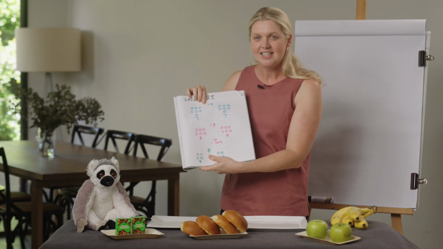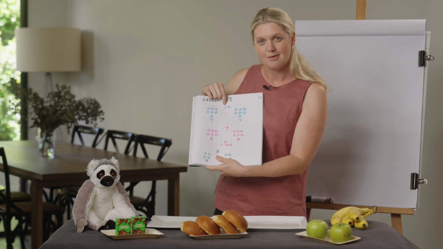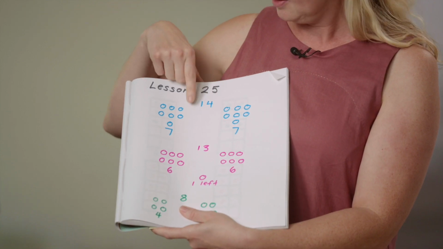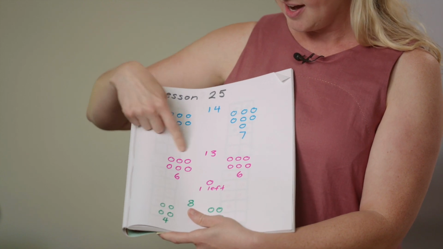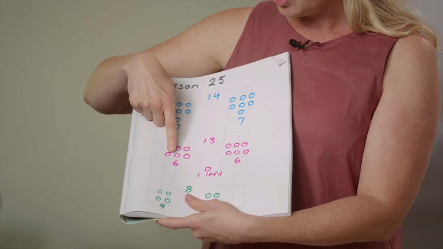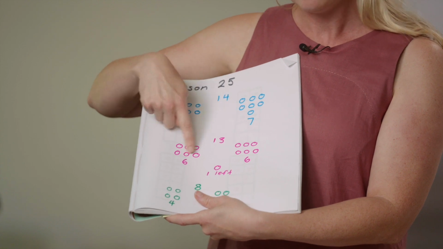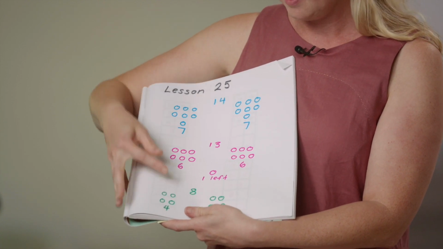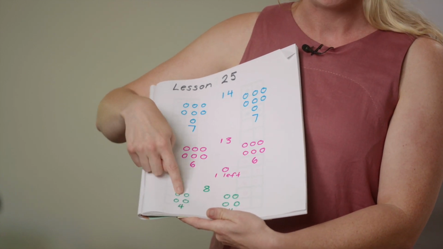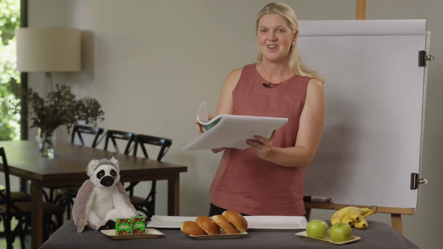Okay, so I discovered that when I had 14 counters, I could share them equally into two groups of 7. 7 and 7 is 14. Then I explored 13 and I discovered that I could have two groups of 6, but there was one left over. So I couldn't share 13 equally. Then I had 8 counters and I could equally share those out by having 4 and 4. Well done, everyone.